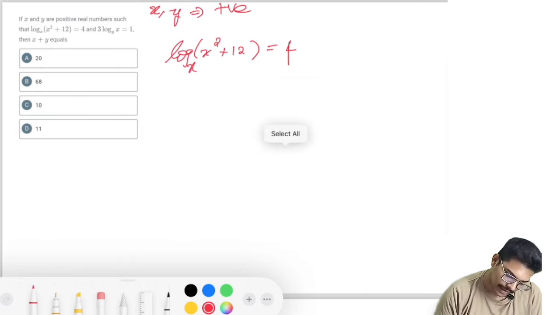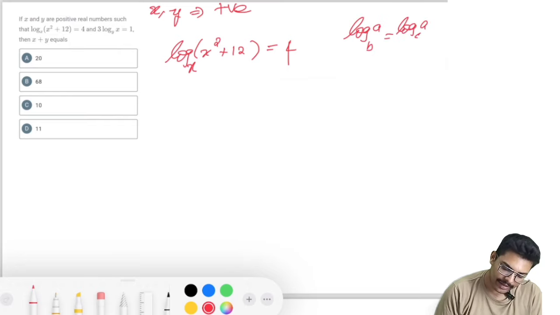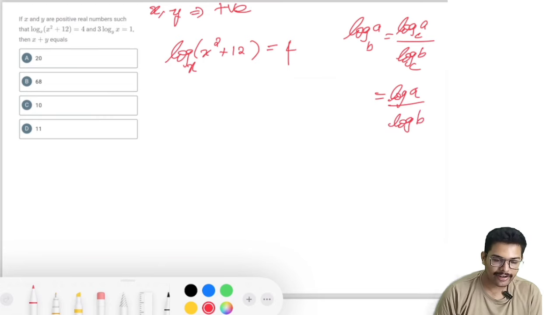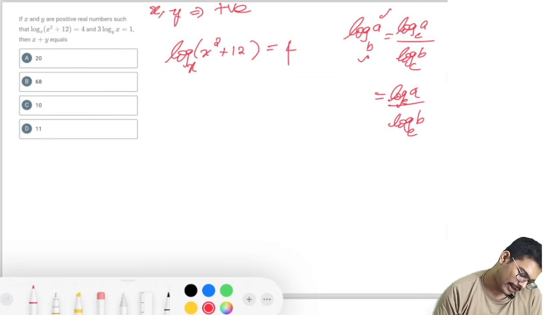We can write log a to the base b as log a to the base c divided by log b to the base c. If c is not mentioned, if you write it like log a to the base b, the base is by default e, the natural logarithm. We don't define anything, which means you can convert that base into a different base, log a to the base b into a base c. You can change the base. Now we are applying that property.